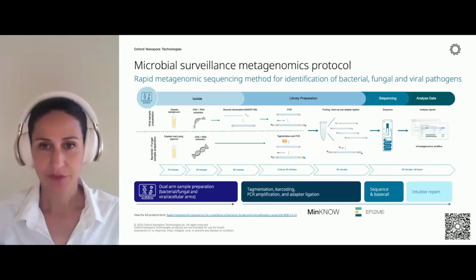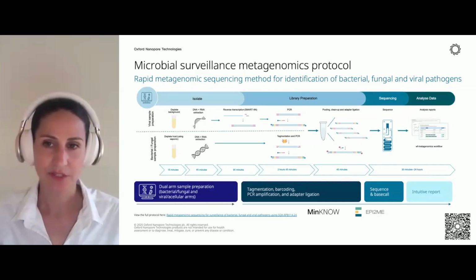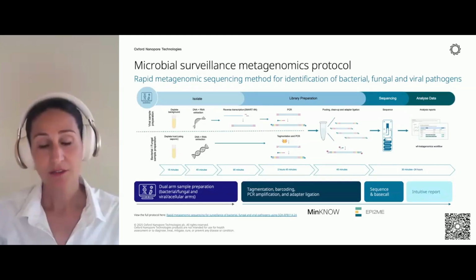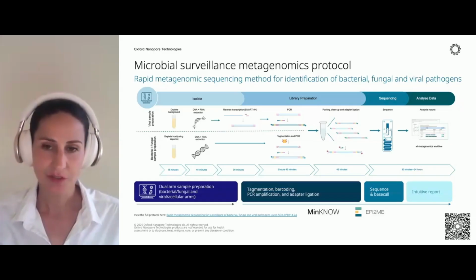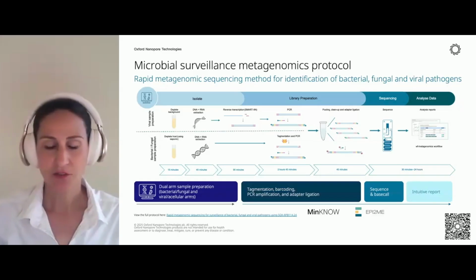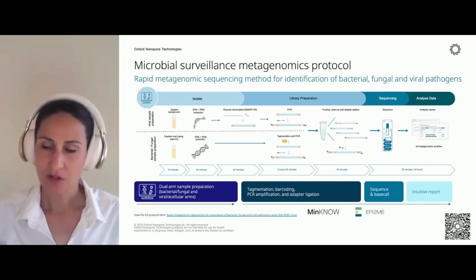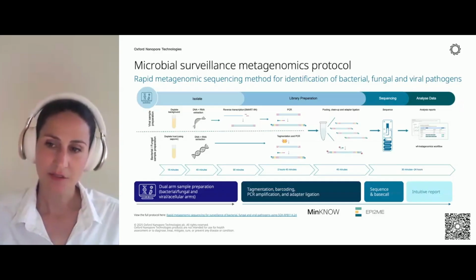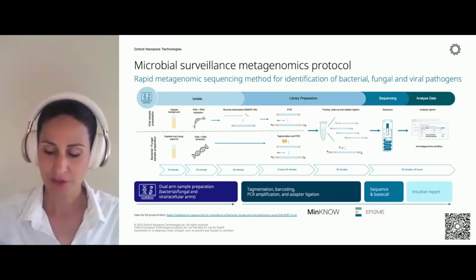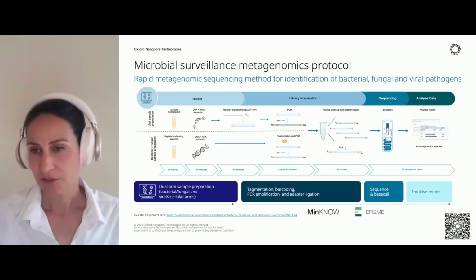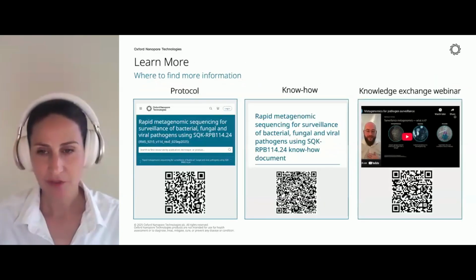Many of you may already be familiar with our microbial surveillance metagenomics protocol. This is an end-to-end protocol that we released early last year, which allows you to process a sample by splitting it into two arms, a viral acellular and a bacterial fungal arm, extract your nucleic acids, prepare your library, sequence it on a flow cell, and analyze it through our Epitome software. I won't go into too much detail on this because our speakers will tell you more about it.